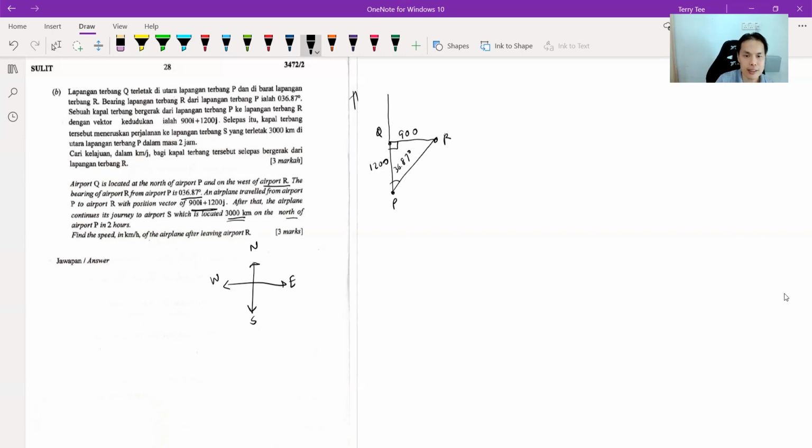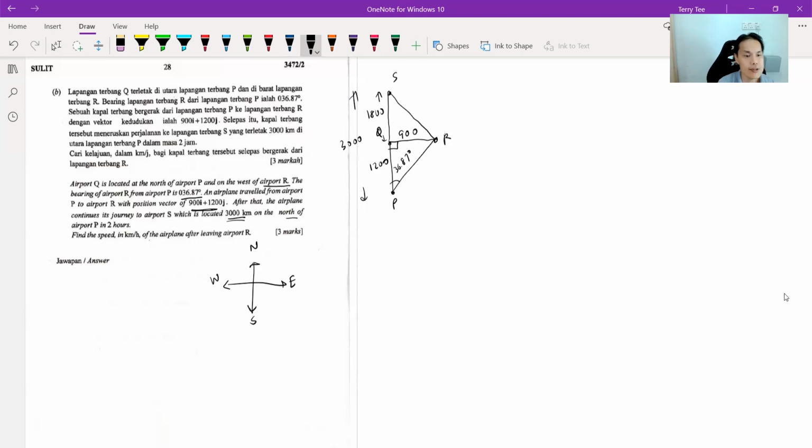Now imagine this, 3000 kilometers, 3000 minus 1200. So this should be 1800. This is airport S, right? So in 2 hours, I draw this line here, just to complete the diagram. So when you draw it out, everything becomes a lot easier.